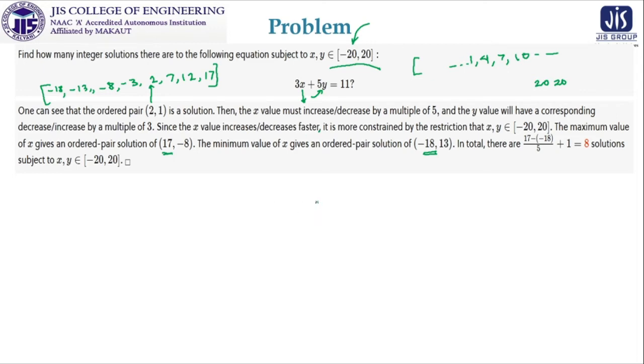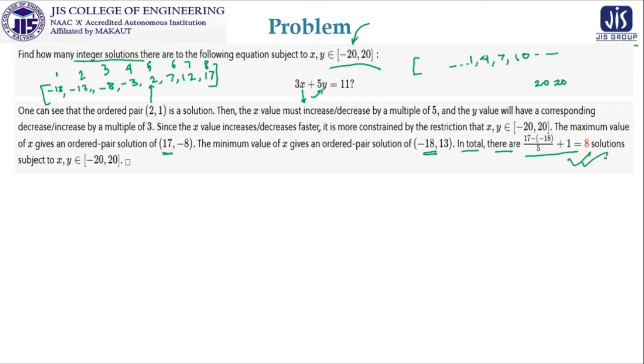Now the minimum value and the maximum value are achieved. So what do we get in total? How many solutions are there, because this is our question, how many integer solutions are there. So if the range is 17 to minus 18, then the total number of points, that means how many points are there. Look at this: 1, 2, 3, 4, 5, 6, 7, 8. So how many solutions are you going to get? 8 solutions.